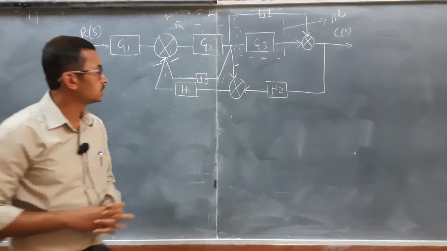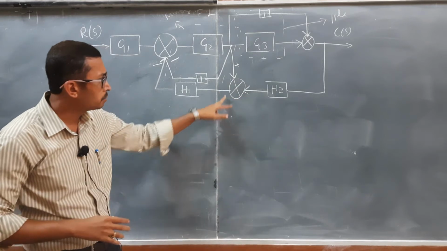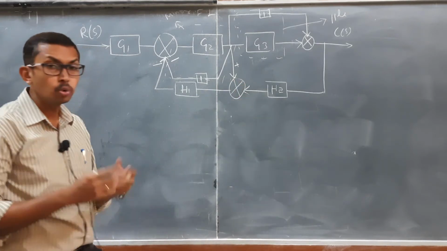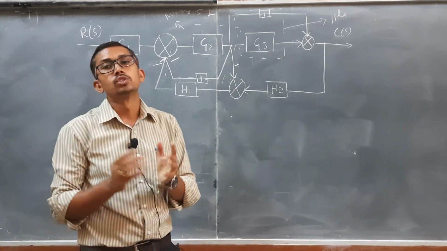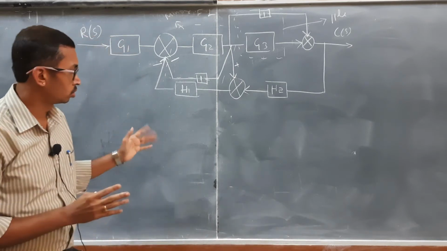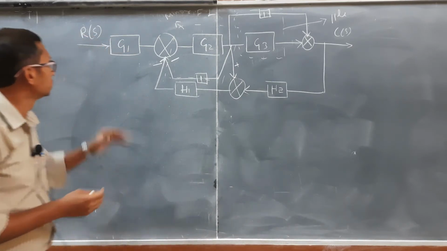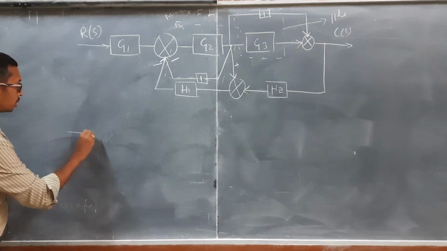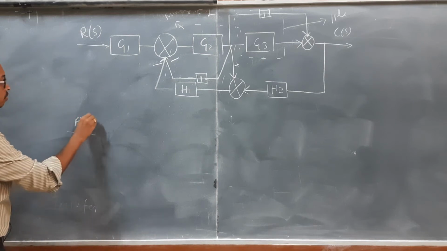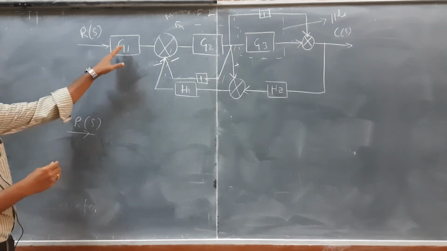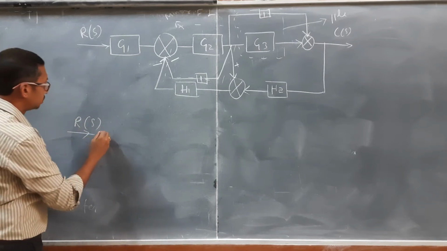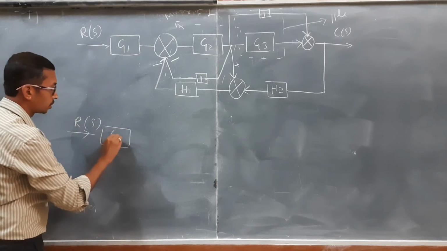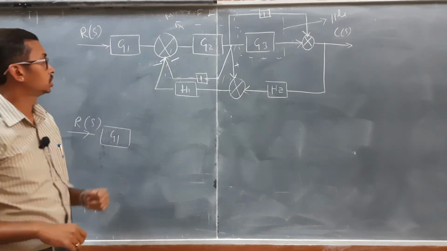And one more challenge is there. We need to eliminate this summing point. How to eliminate that summing point? I am going to explain all those things. Let me reduce one by one. First I am going to write the forward part. R of S, and I am going to retain this G1. I am not making any changes to that one.